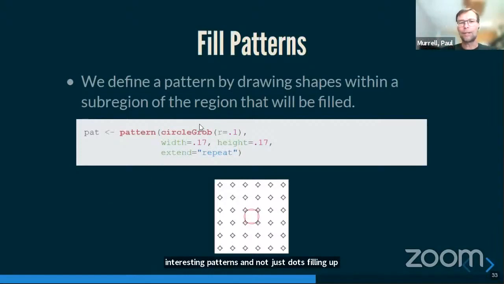And the other fun thing is that this shape that I'm drawing, that my pattern is going to be based on, can be any grid grob. So that doesn't have to be a single shape. It could be an entire ggplot2 plot if you wanted it to be. I haven't found a good use for that yet, but hopefully somebody will.